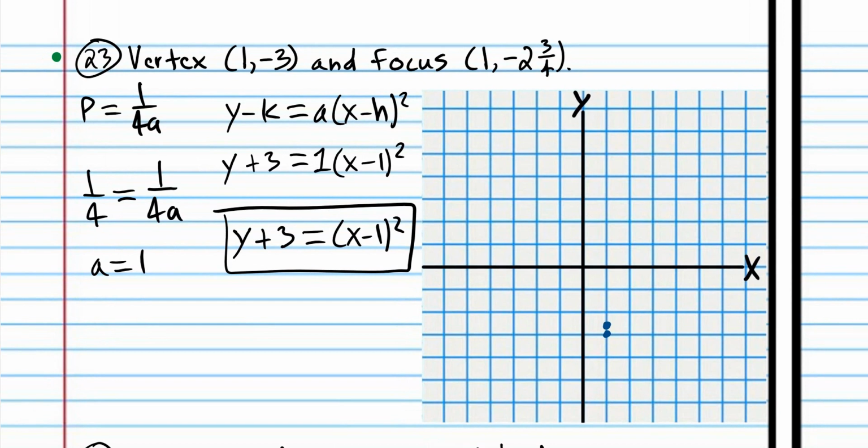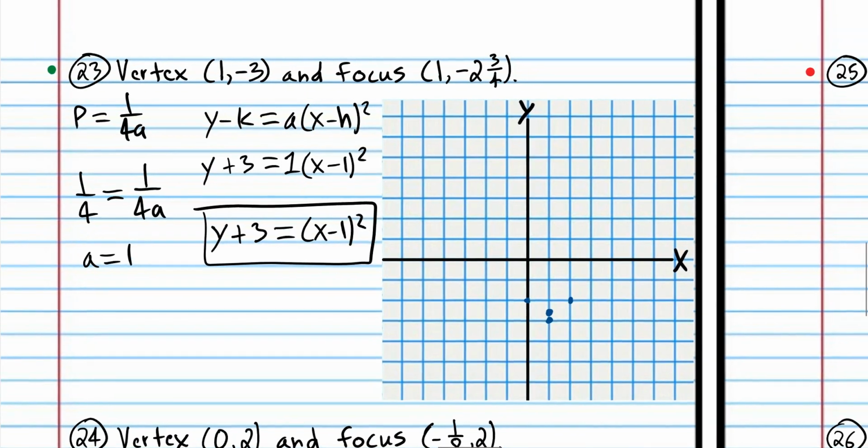So let's plug in 0 for x. If we do that, we get negative 2 for y. So we can use symmetry and plot those points. Let's try plugging in negative 1 for x. And we get 1 for y. Again, we can use symmetry. Let's try plugging in negative 2 for x. And we get 6 for y.